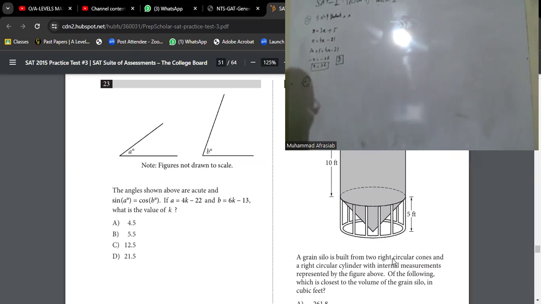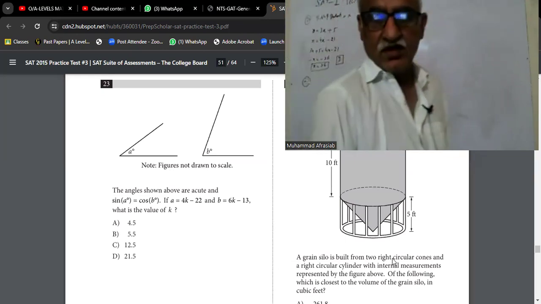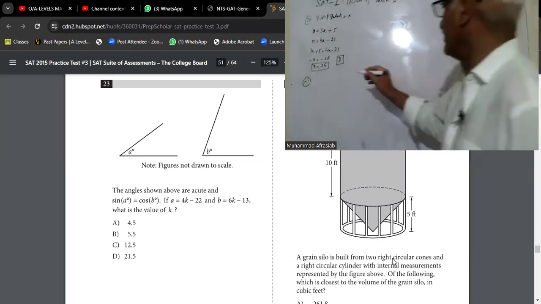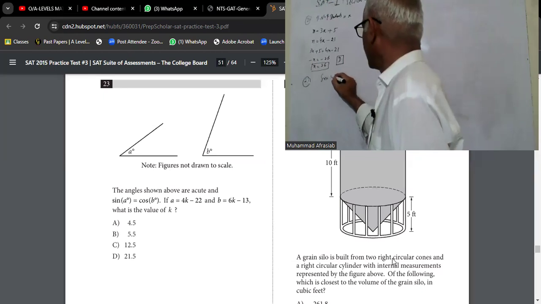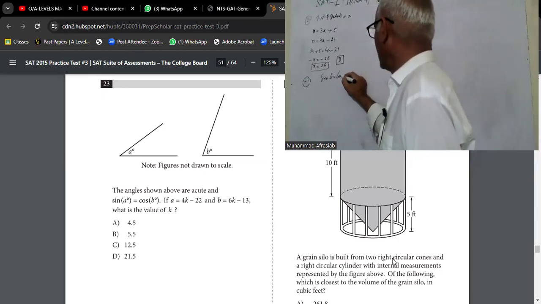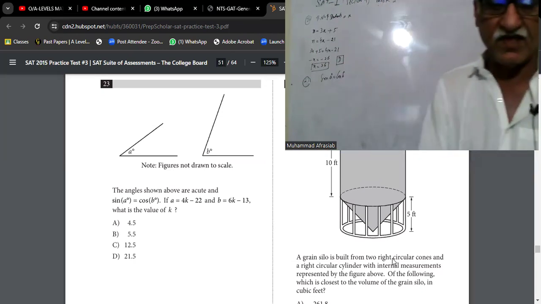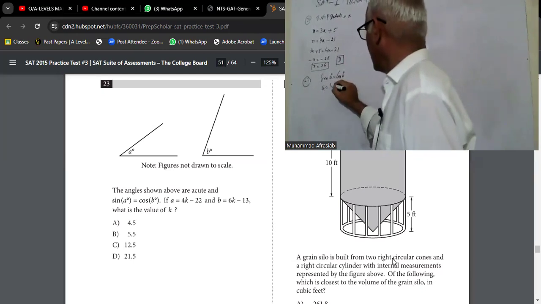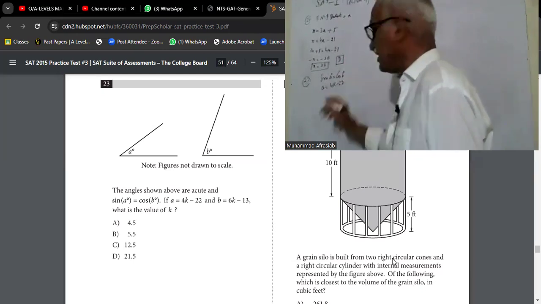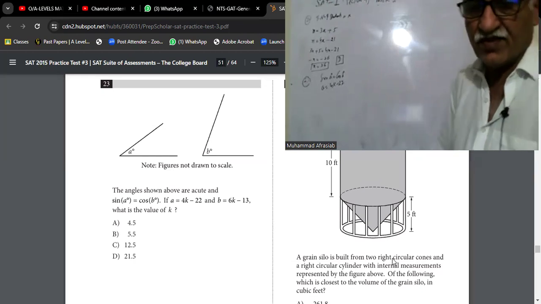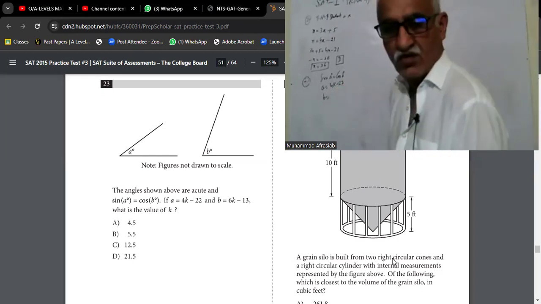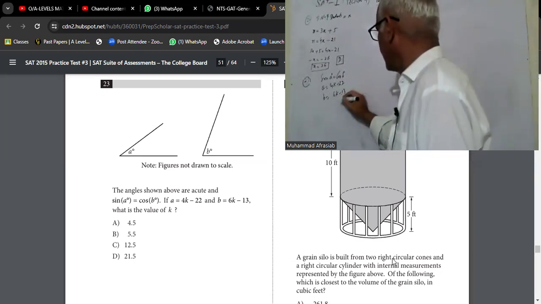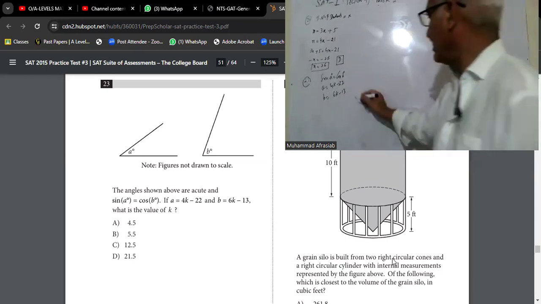The diagram shows that there are acute angles given where sine of A degrees is equal to cos of B degrees, and they are both acute. If A is equal to 4k minus 22 and B is equal to 6k minus 13, then what is the value of k?